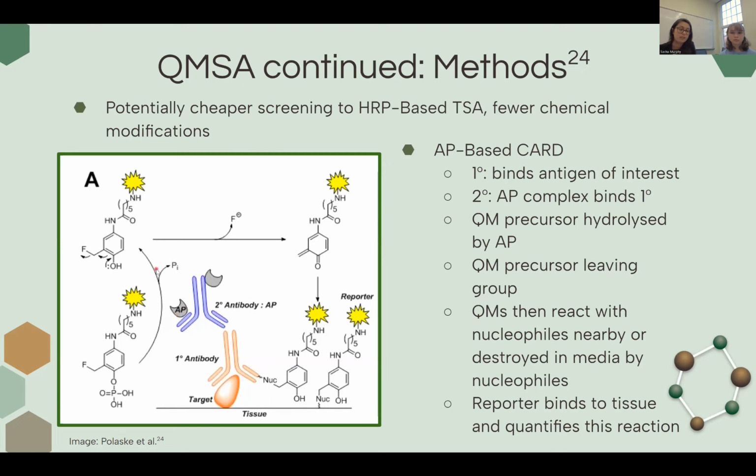And then once the phosphate is cleaved off, you are left with a molecule that has to have a leaving group. So the way that they looked at this study was two different types of molecules that had two different leaving groups, one that had two fluorines coming off and one that had one fluorine coming off. And once the leaving group comes off, they made a really reactive molecule and it's able to react with nucleophiles, whether it be on the primary antibody or if it reacts with media and then it's destroyed, or what we want, it binds to tissues, specifically cancer tissue, and is able to report or quantify, allowing us to measure where and how much cancer is present.